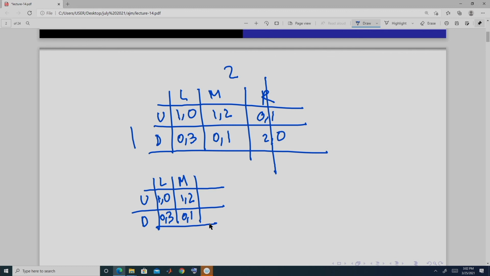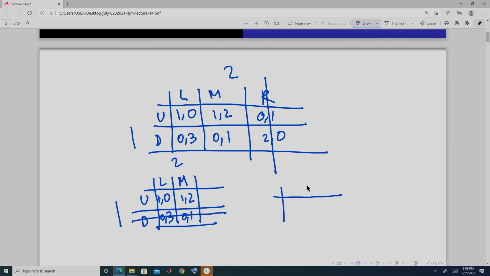Now, if we look at this, 0, 2, 3, 1. So, neither M dominates L nor L dominates M. But if we look at U and D, 1, 0, 1, 0. So, U dominates D, or D is dominated by U. So, we can remove this. So, we are eliminating this action of player 1, that is D. When U and D are available, player 1 is always going to choose U, because for each action of player 2, U gives greater payoff than D.